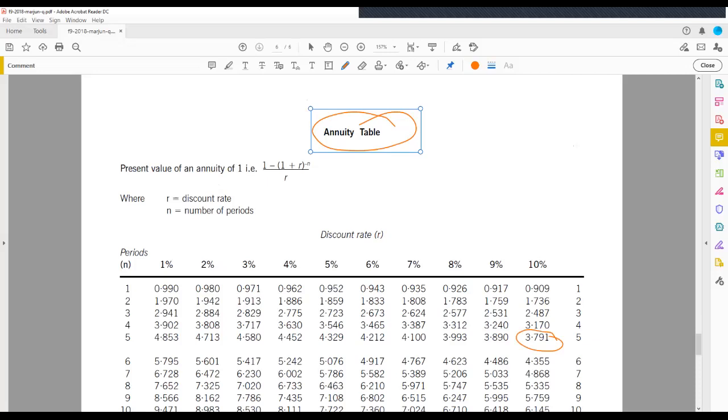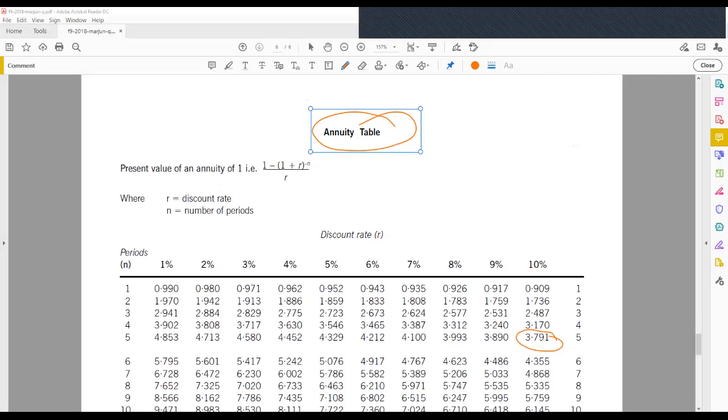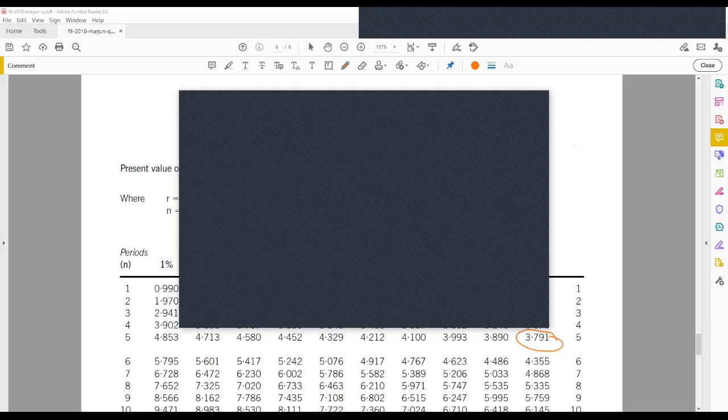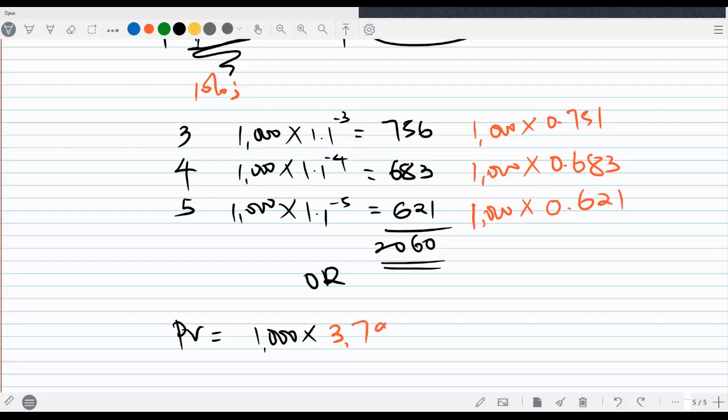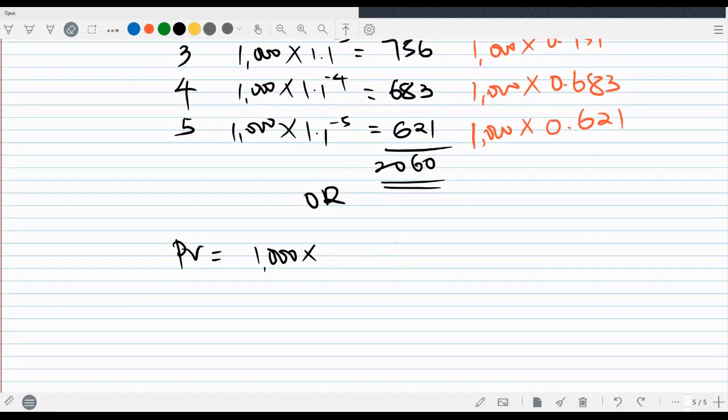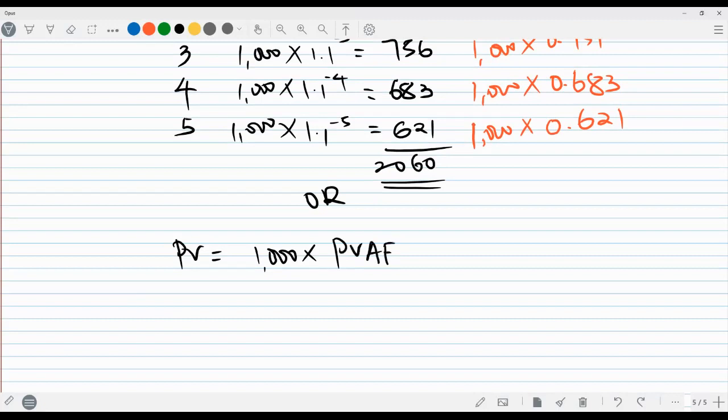If the cash flow was to last from year 1 to year 5, then the factor will be 3.791. It will be 1,000 times the present value annuity factor from the tables, for 5 years, 10%. That is in case the 1,000 was received for the entire 5 years. This is the value from the tables, the one you just saw, 3.791.